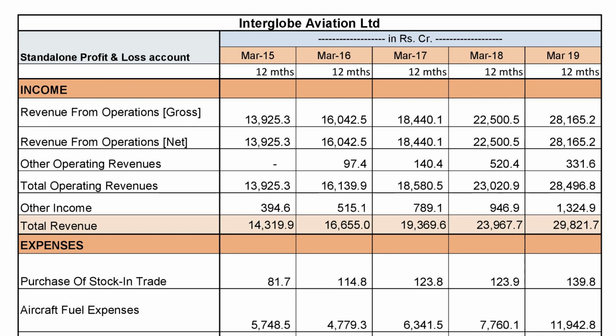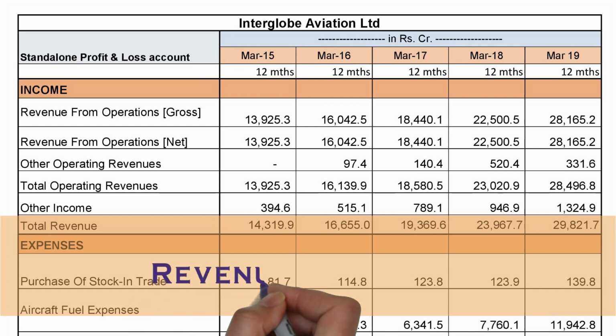Okay, this is the yearly statement of Indigo, that is, for 12 months. So, if it is a 2019 statement, then it is the data from 1st April 2018 to 31st March 2019. So, let's start studying the income statement step by step.